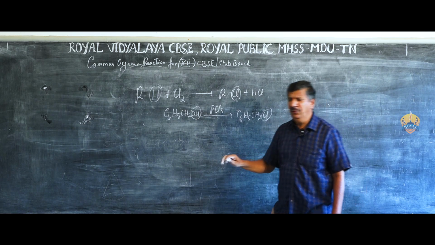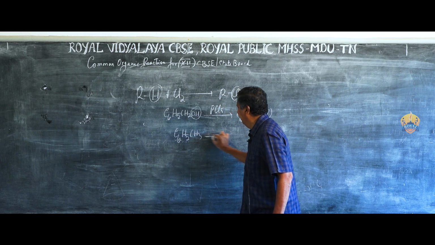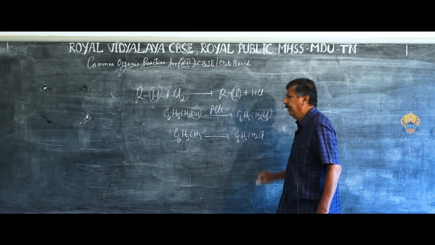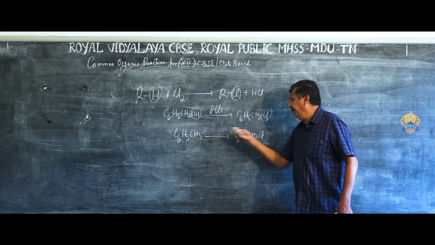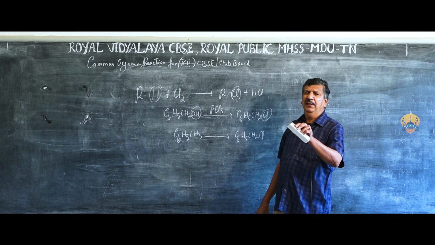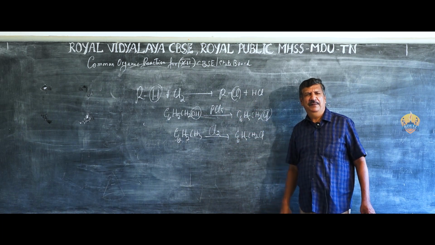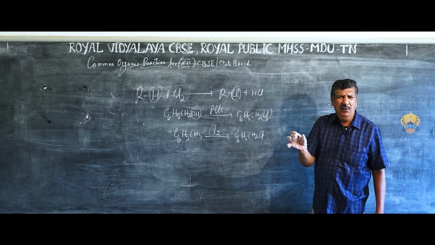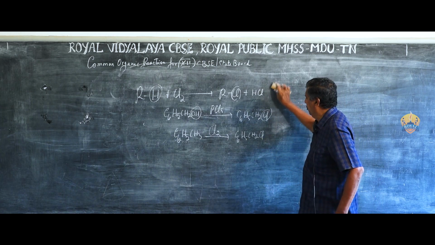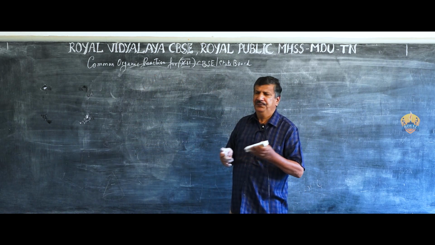If somebody asks you toluene to benzyl chloride, what is going on here? H is converted into Cl. When H is converted into Cl, you should write chlorine, not PCl5. These are very small technical points you should know. Okay, next one, we are going to another area.